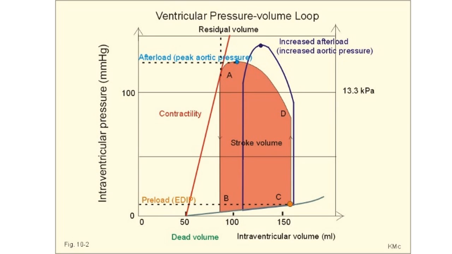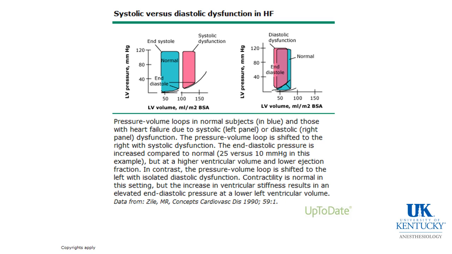This is a ventricular pressure volume loop which shows the concept of increased afterload, and you can see that in the purple outline with the higher intraventricular pressure representing higher aortic pressure and afterload. And this slide shows the effects of systolic and diastolic dysfunction. Note the steep rise in filling pressure in the pressure volume loops on the right without enlargement of the ventricle, representing a stiff ventricle.